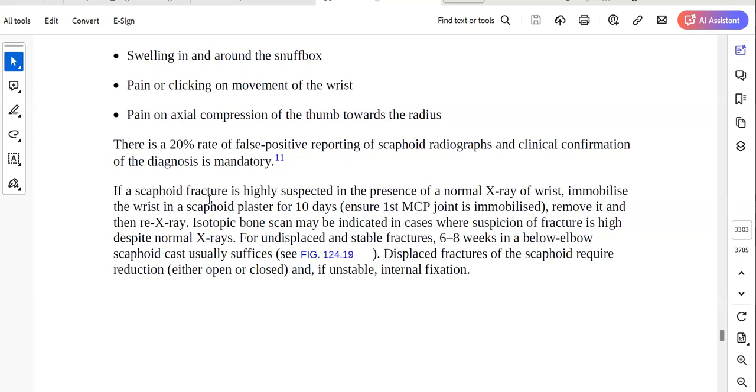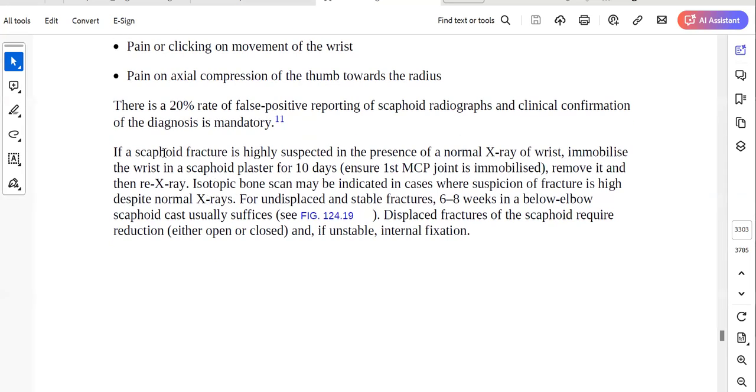So someone who has had a fall on their hand, complaining of pain on the wrist, especially on the lateral side or base of the thumb, and there is tenderness on the anatomical snuffbox, even if the initial X-ray says that there is no fracture, you will treat the patient as a scaphoid fracture. So if a scaphoid fracture is highly suspected in the presence of a normal X-ray, you would immobilize the wrist in a scaphoid plaster for 10 days.